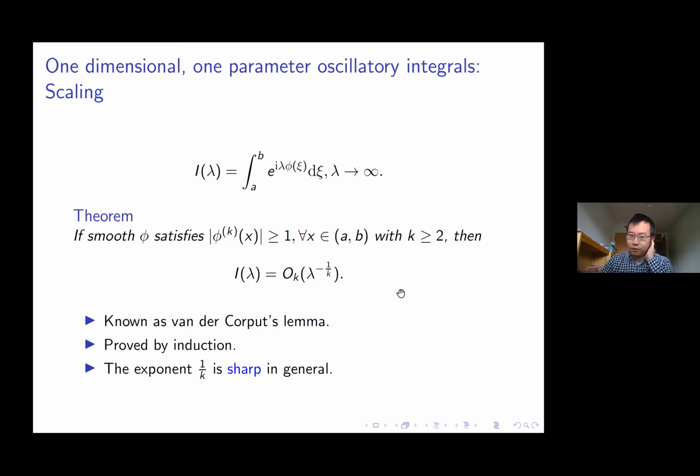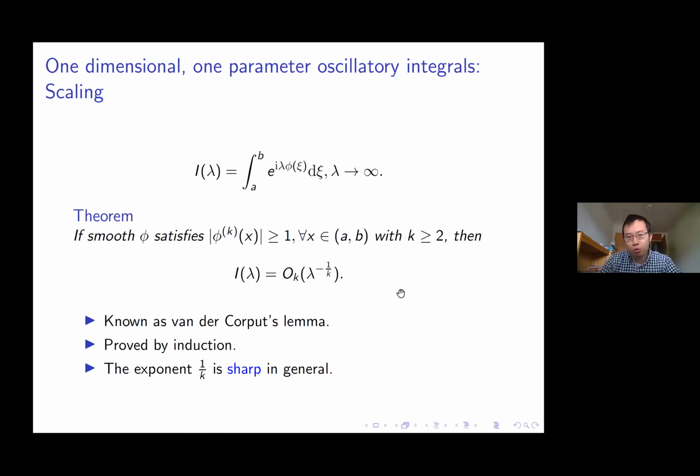minus 1 over k. That's perhaps a less trivial exercise in analysis, and it's proved by induction, decomposing the integral into two parts and estimating the two parts differently. One very nice thing is that this exponent 1 over k is sharp in general. For example, if you integrate with phi equal to x squared, you will see minus 1/2, and you cannot hope to improve this. This can be seen by, for example, an approximation using complex analysis.